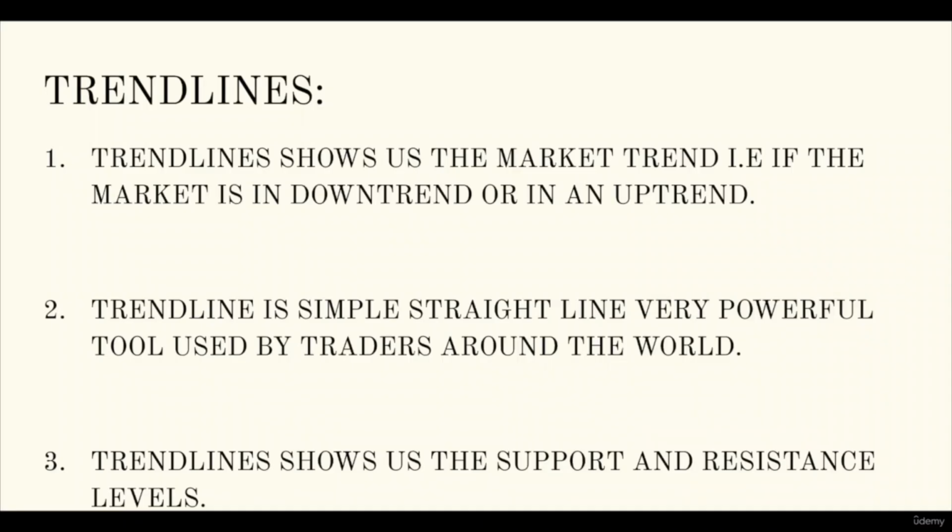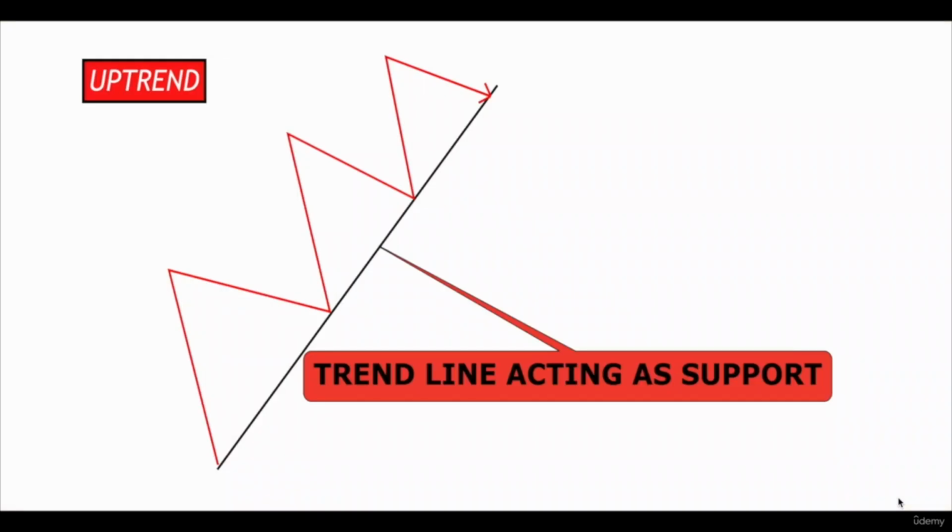So what are trend lines? Trend lines basically show us the market trend. In other words, whether the market is in a downtrend or an uptrend. A trend line is a simple straight line, a very powerful tool used by traders, technical analysts and investors all around the world. Trend lines show us the support and resistance levels, which I will be explaining in a while.